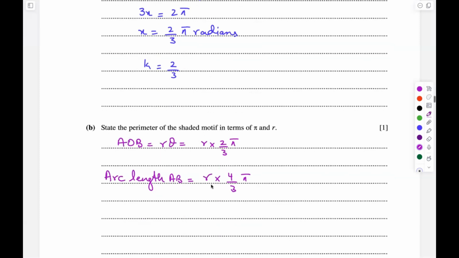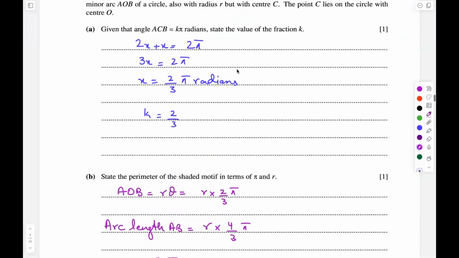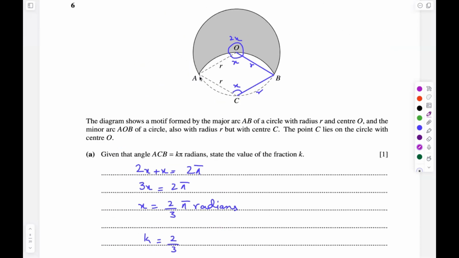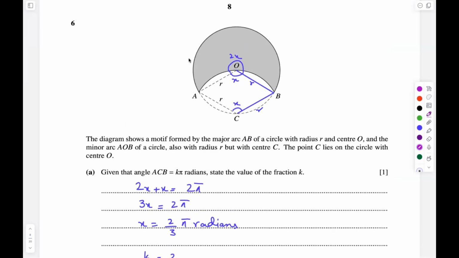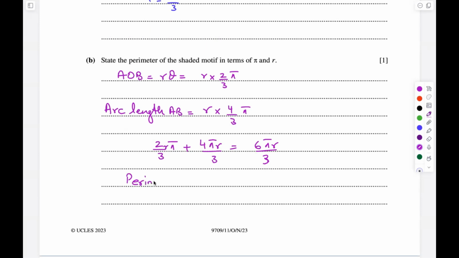Now, once we have these two lengths, we can add them up. The first length is 2 pi r upon 3, which is basically the length of the smaller sector AOB, and the arc length AB of the major sector with center O is equal to 4 pi r upon 3. So this will become 2 pi r upon 3 plus 4 pi r upon 3, which is 6 pi r upon 3, which we can simplify and write as 2 pi r. So the perimeter of the shaded region is equal to 2 pi r.